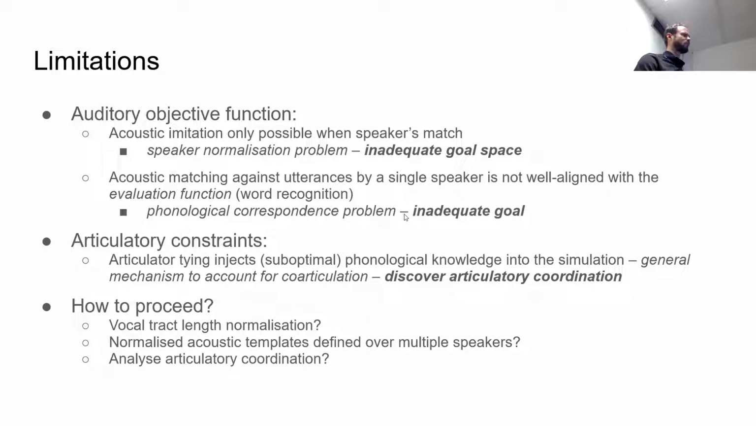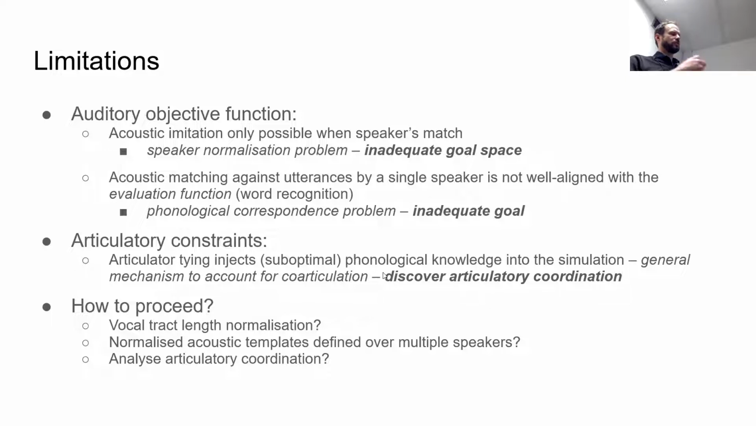So we also have the problem of, we can call this, the phonological correspondence problem. This is also a well-known problem, and to some extent it indicates an inadequate goal that we're trying to achieve, defined in that space. Another limitation of those sets of experiments is these tied articulatory parameters. By using theoretical knowledge to choose which parameters to tie up, we are injecting some kind of phonological knowledge into the simulation, which we're not really interested in doing.